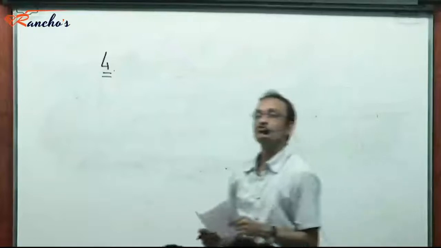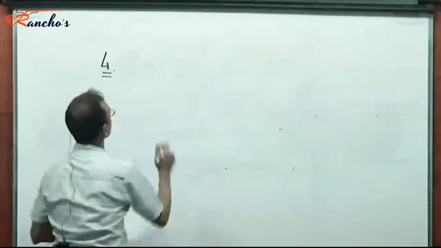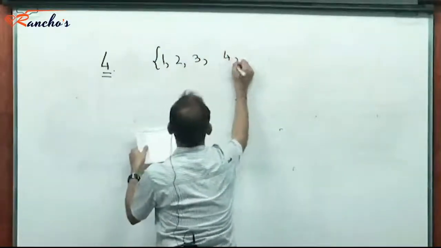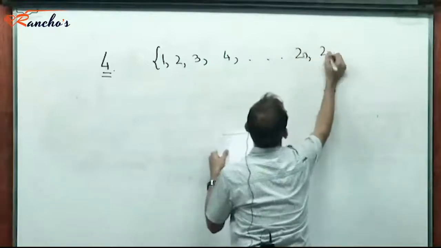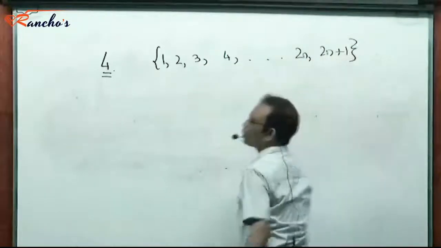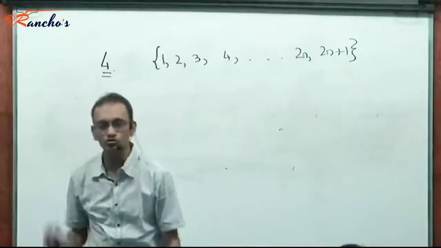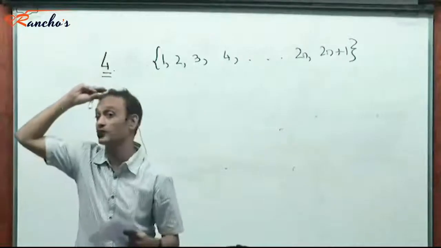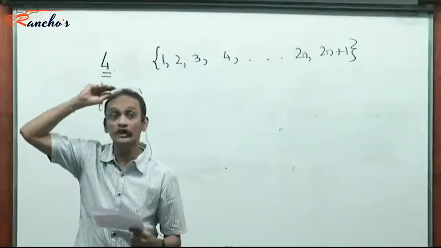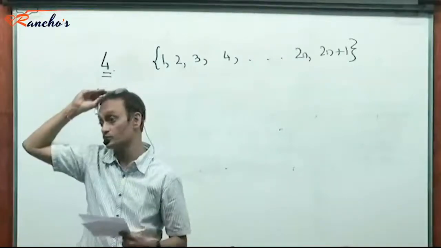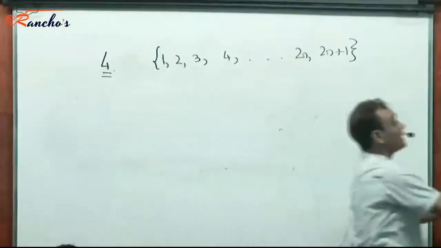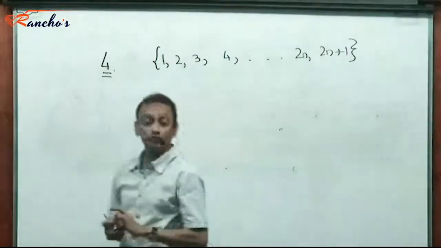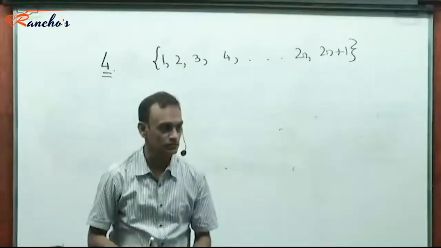Number of ways in which three numbers are in arithmetic progression. There are 2n plus 1 consecutive natural numbers, 1, 2, 3 up to 2n plus 1. And we want to be able to select three numbers in arithmetic progression from this. Question is, in how many ways can I do that?